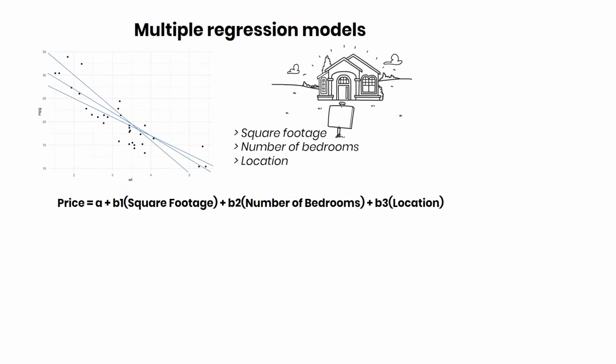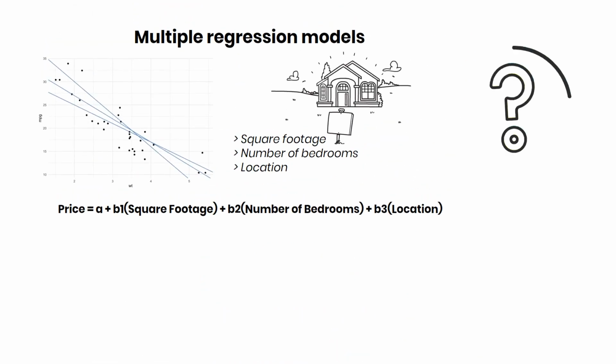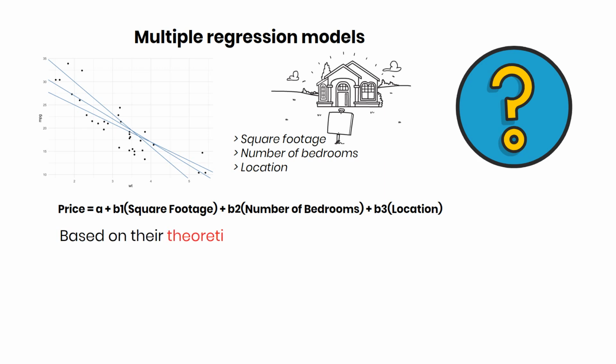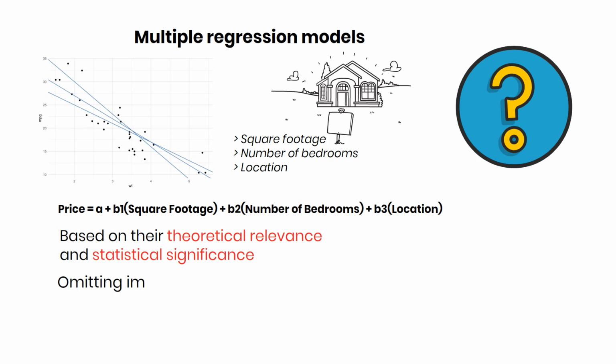Determining which variables should be included in a multiple regression model is an essential step in model building. Variables should be selected based on their theoretical relevance and statistical significance. Including too many variables can lead to overfitting, where the model describes the random noise in the data rather than the underlying relationship. Conversely, omitting important variables can lead to underfitting, where the model fails to capture the essential patterns in the data.